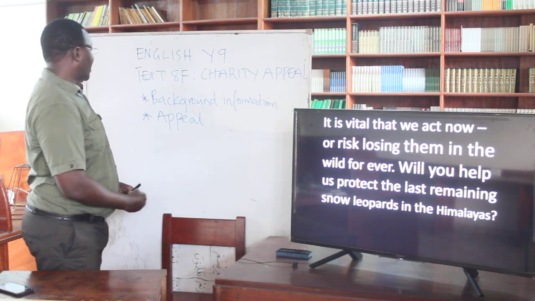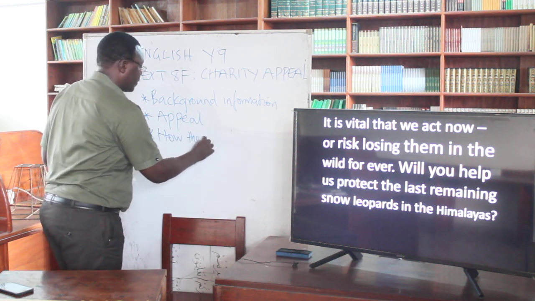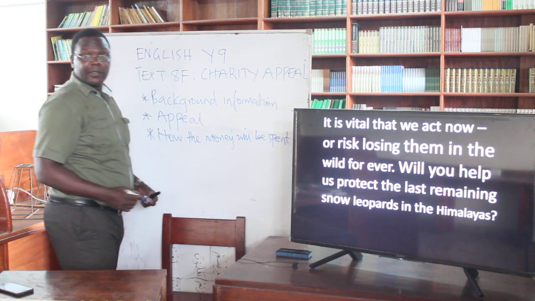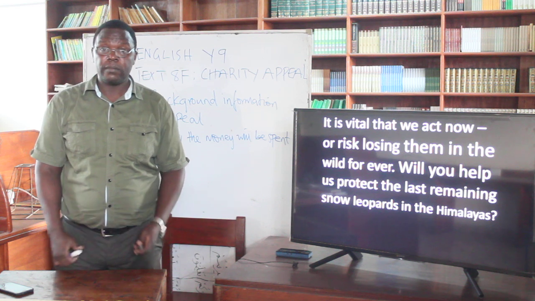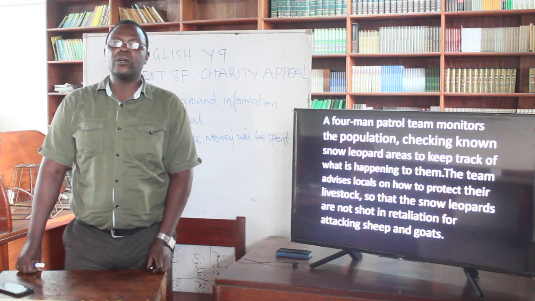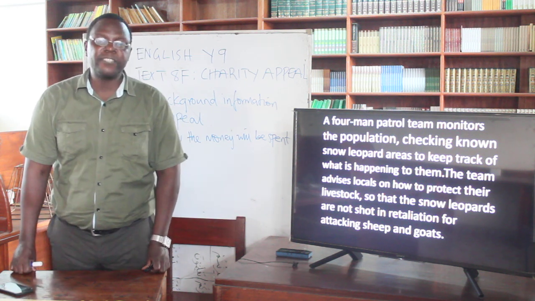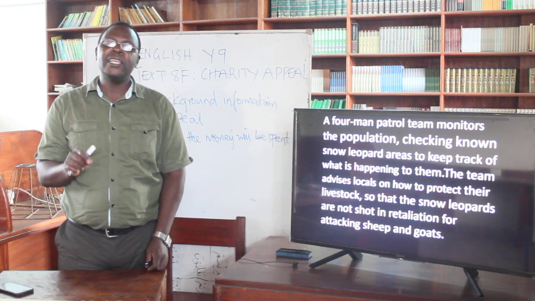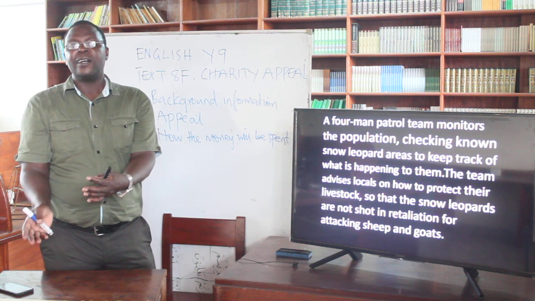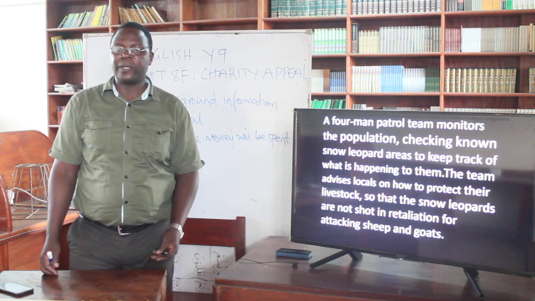From there, in the next paragraph, he gives how the money will be spent. Why are you asking for assistance? What is the appeal for? A four-man patrol team monitors the population, checking known snow leopard areas to keep track of what is happening to them. The team advises locals on how to protect their livestock so that the snow leopards are not shot in retaliation. When people retaliate, the snow leopards come and attack their livestock. Then people retaliate. In the process, they shoot them and kill them. You know, when the leopards come attacking sheep and goats.